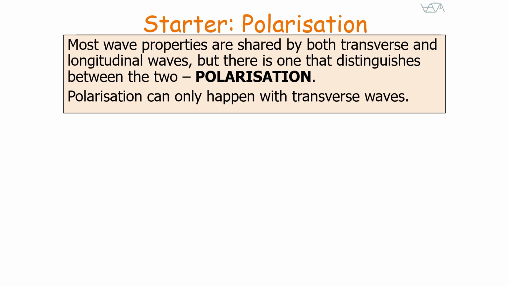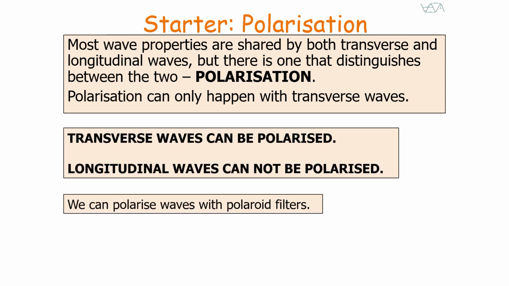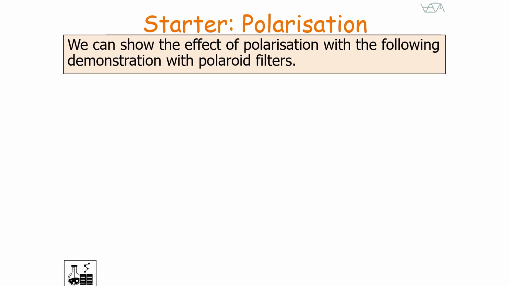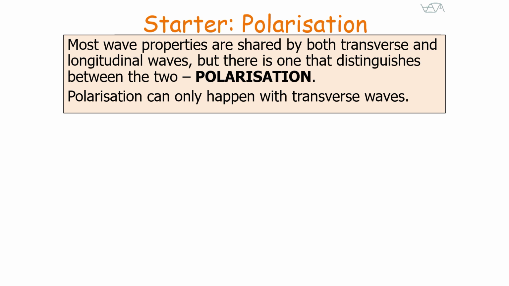Now, most wave properties are shared by both transverse and longitudinal waves, but there's one that distinguishes between the two: polarization. Polarization can only happen with transverse waves. So transverse waves can be polarized, longitudinal waves cannot be polarized. We can polarize waves with a Polaroid filter, and we can show the effect of polarization with demonstrations with Polaroid filters. But remember that polarization can only happen with transverse waves.